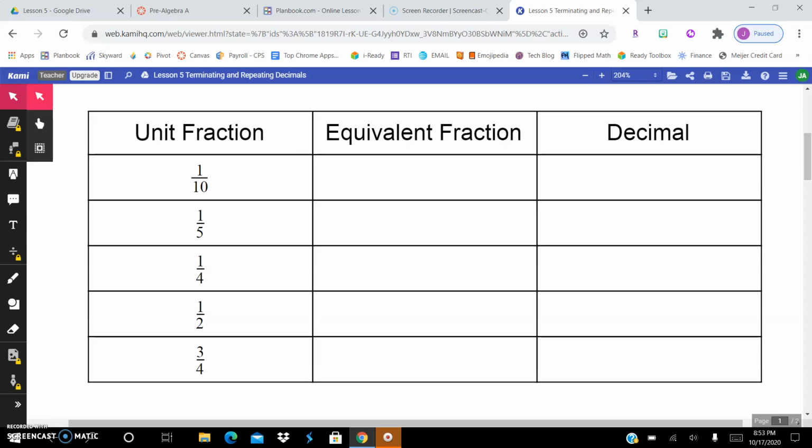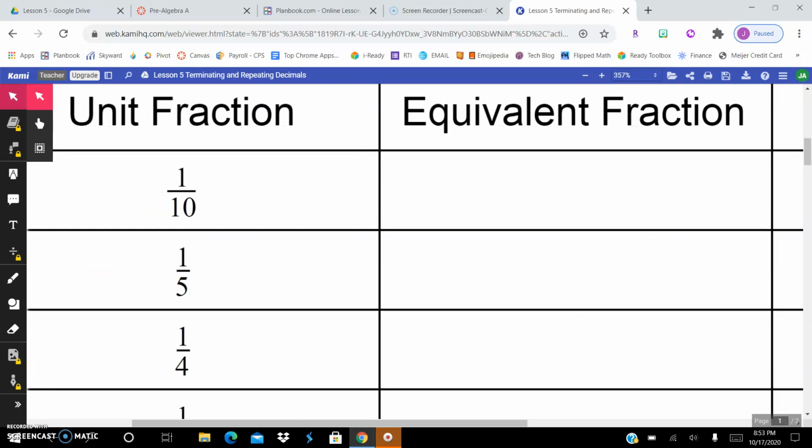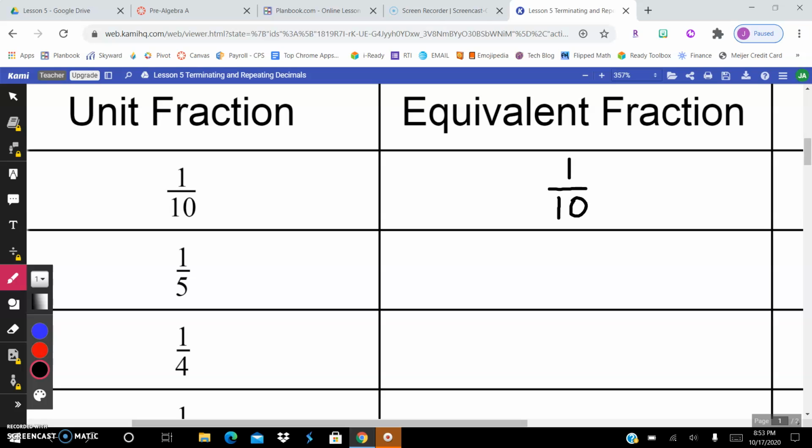So I have a chart here, and all the unit fractions are given to us, and they want us to write an equivalent fraction. So what we want to do is, if we're trying to get to a decimal, we want to write all of our fractions with a denominator of 10 or a denominator of 100, because if you think about place value, we have tenths and we have hundredths. We also have thousandths, but we probably aren't working with fractions that large just yet. So if I look at 1/10, it already has a denominator of 10. So that's good. We don't have to do anything with that. That's what we want. We want a denominator of 10 or 100.